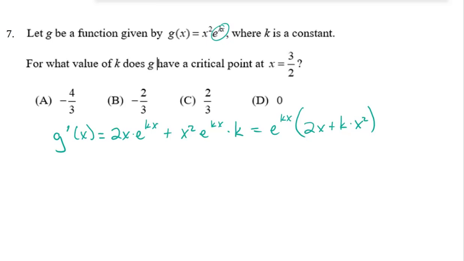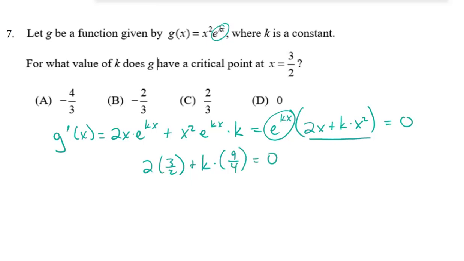And I want to know for what value of k does g have a critical point at x equals 3/2. Okay, so that means when x is equal to 3/2, I need this to be equal to 0 because this whole expression has to be equal to 0, and e to the kx for any value of k can never be 0. So plugging 3/2 into here, I get 2 times 3/2 plus k times 9/4 is equal to 0. So that's a 3. So I get k times 9/4 equals subtracting -3. So k is equal to -4/3, which is A. Okay, if you have any questions, let me know.